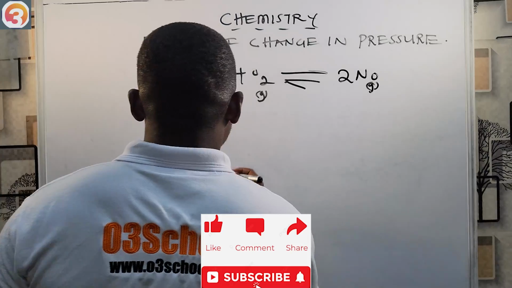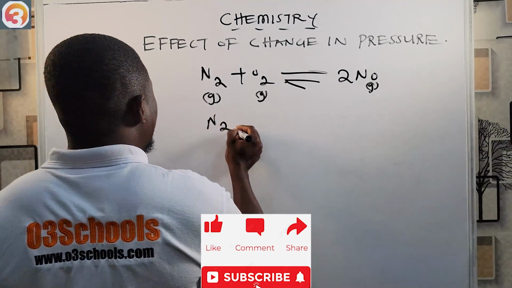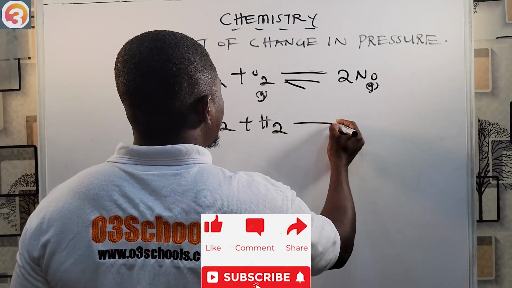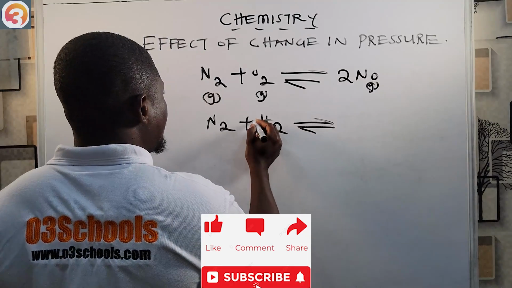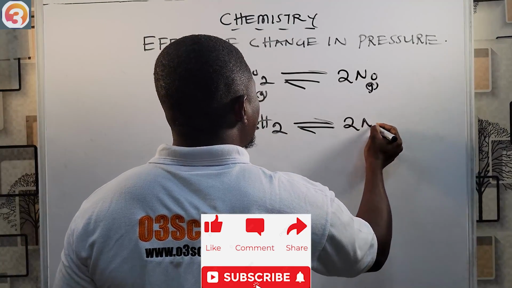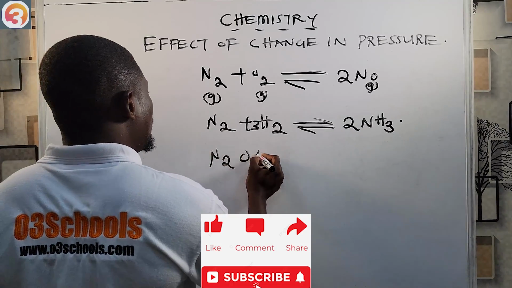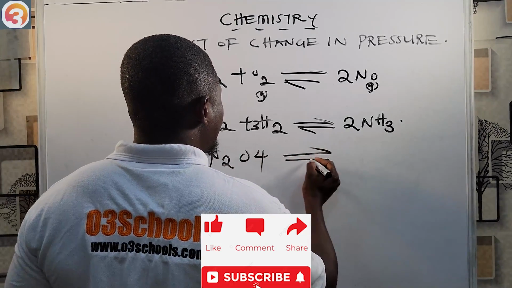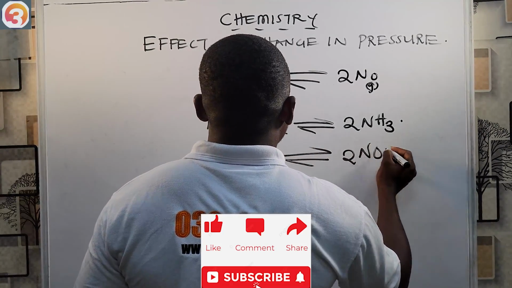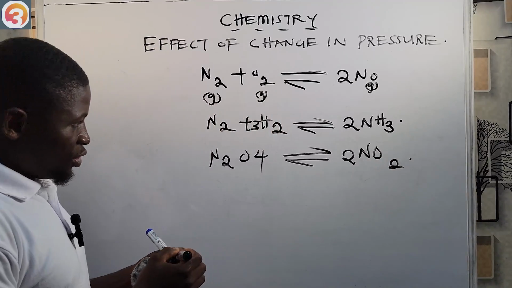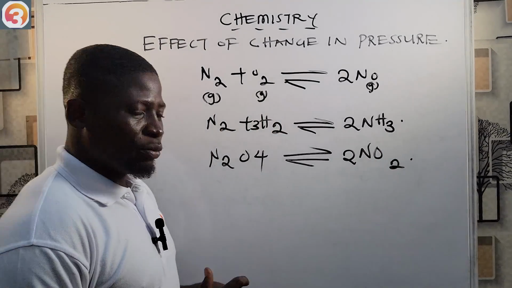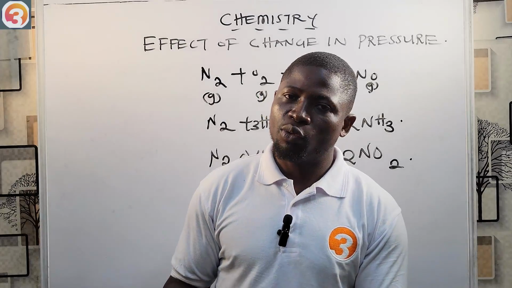Okay. Also, we have the formation of ammonia: N2 plus 3H2, a reversible reaction, giving 2NH3. Also, we have N2O4, a reversible reaction giving 2NO2. So these are the three reactions we are going to be using to bring this point home.